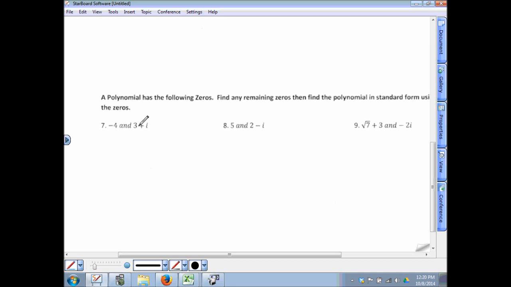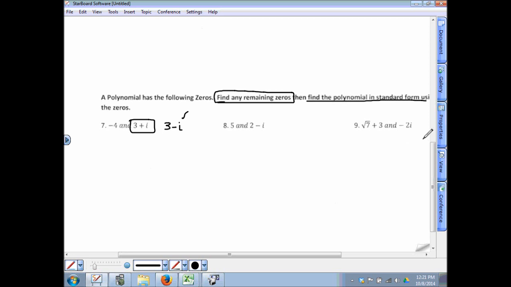Okay? Negative 4 and 3 plus i. Let's talk about 3 plus i. You're never just going to have 3 plus i. There's another one that pairs up with this. It's called the conjugate pair. It's going to be 3 minus i. So there's actually 2 parts to this question as well. It says find any remaining zeros. Did we find the remaining zeros? Yeah. But then it says find the polynomial.